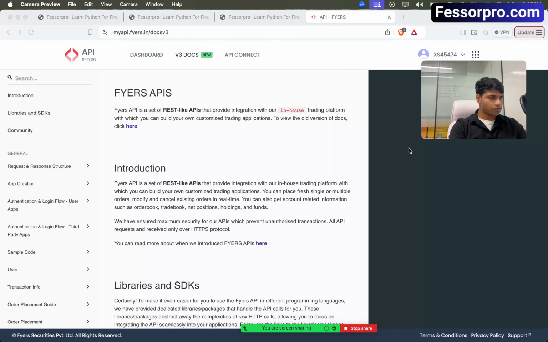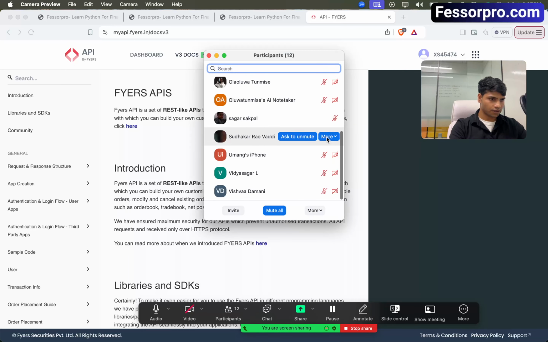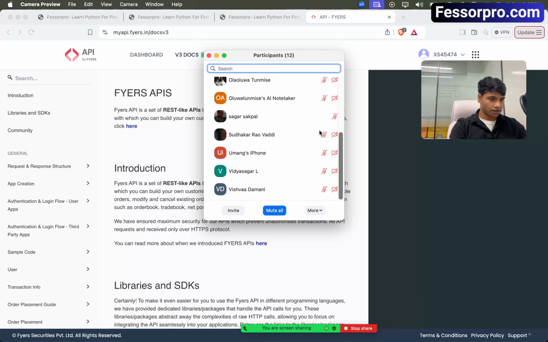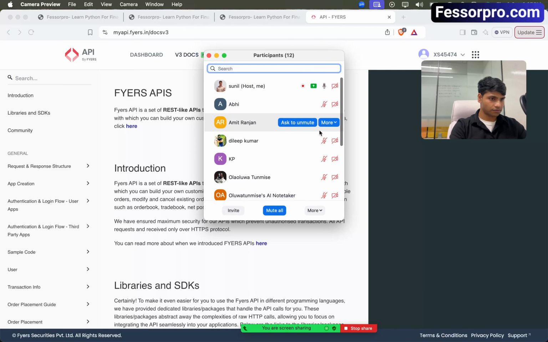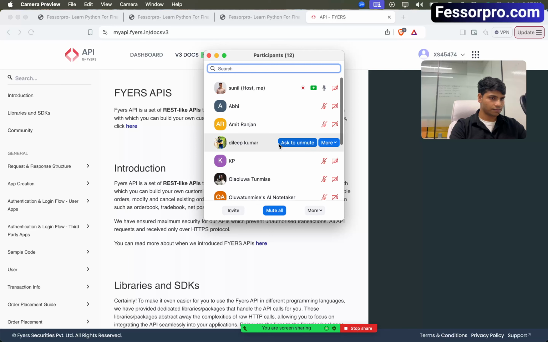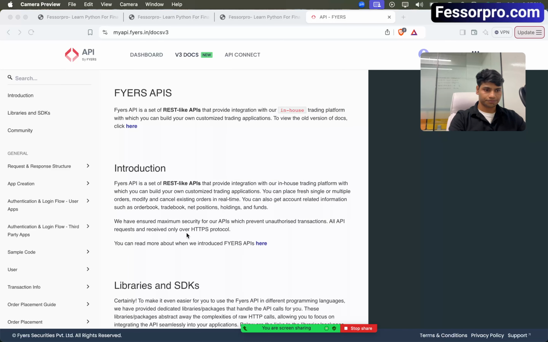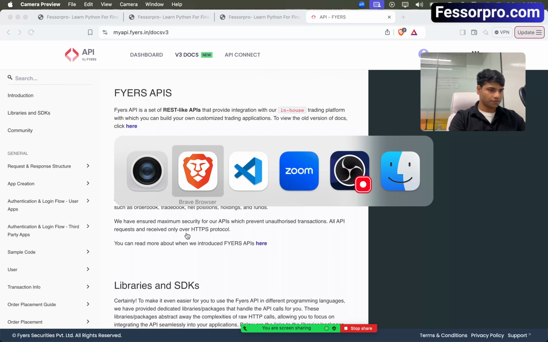All right. So before we move ahead with the session, anyone has any doubt? Anyone want to ask anything related to Fyers API? Sagar, Umang, Vidyasagar, Dilip, Abhi. Okay. So let me just continue with the session.